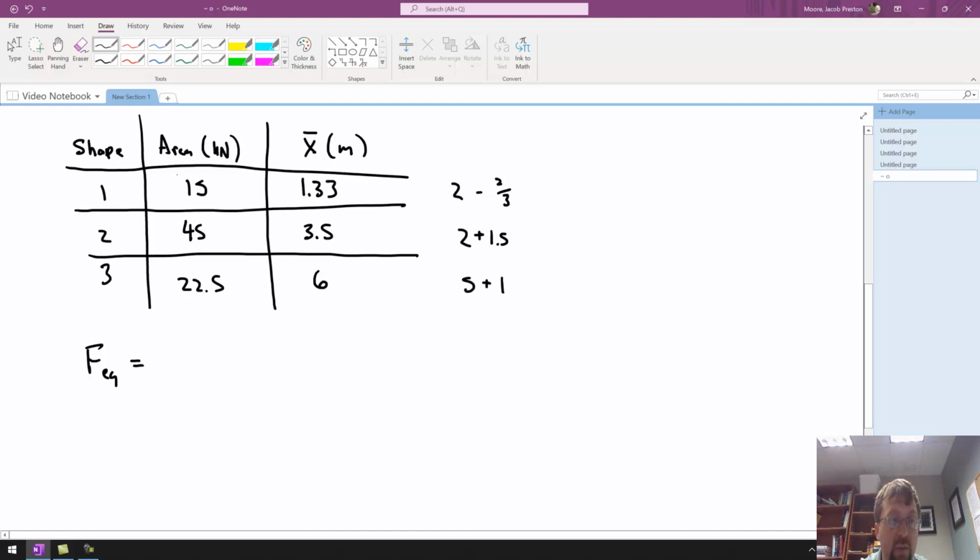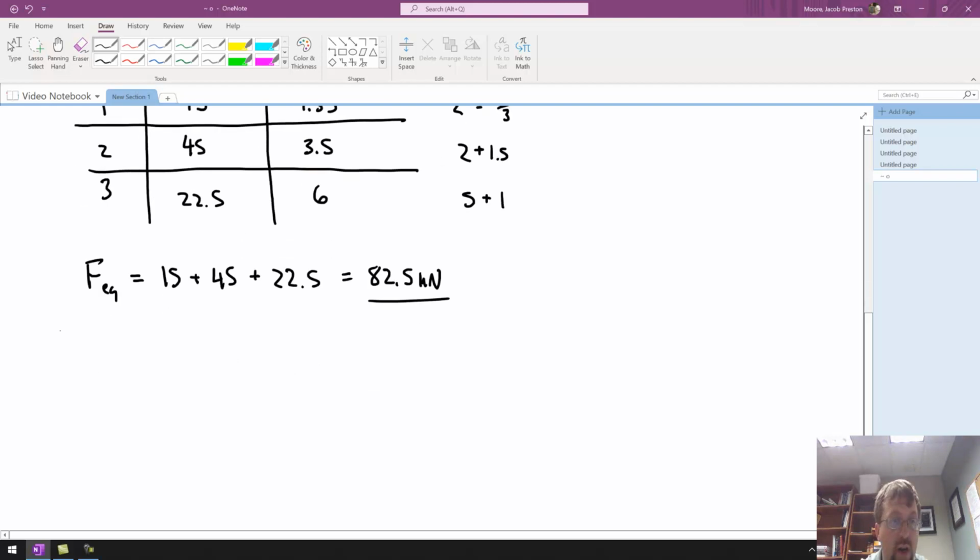To find F_EQ, all I need to do is add the three areas. So 15 plus 45 plus 22.5 is 82.5 kilonewtons. That's the overall magnitude of my equivalent point load.